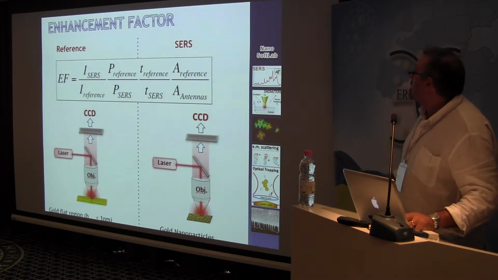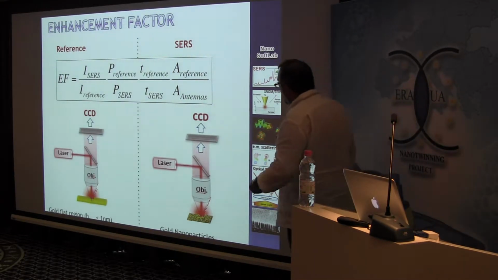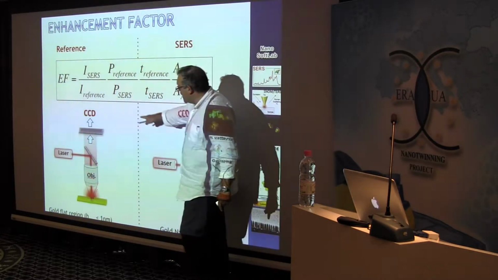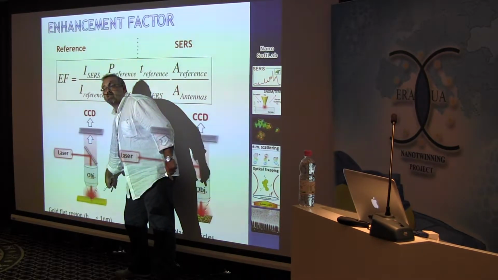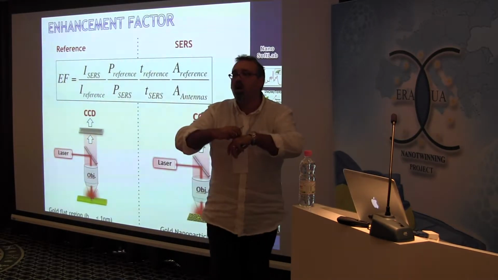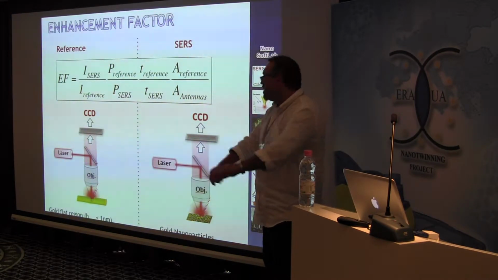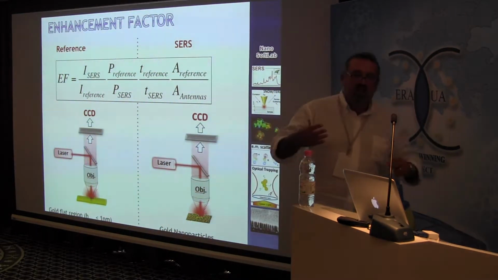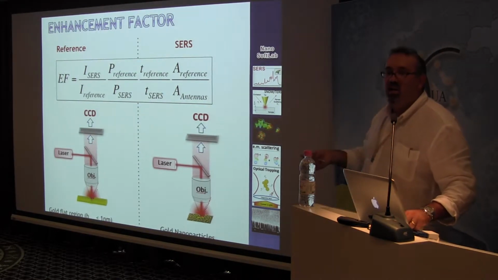We calculate the enhancement factor as the ratio of the SERS on the gold nanoparticles with respect to the Raman on a gold flat substrate. So whatever is connected to the chemistry between the molecule and the gold is already taken into account, because gold is here and gold is there. So the only thing that matters is the electromagnetic enhancement.